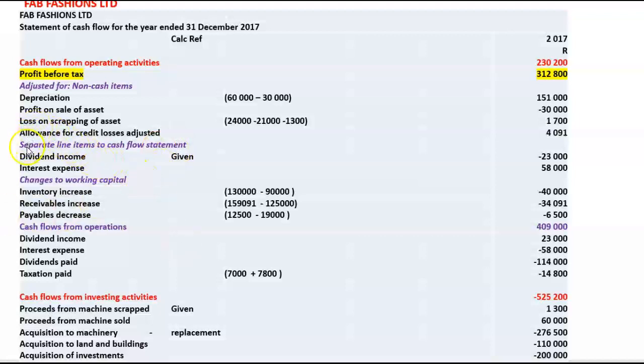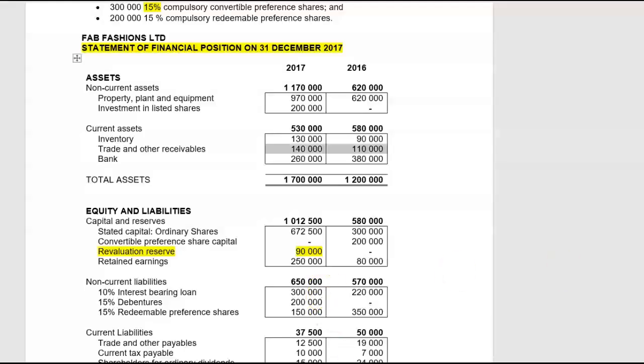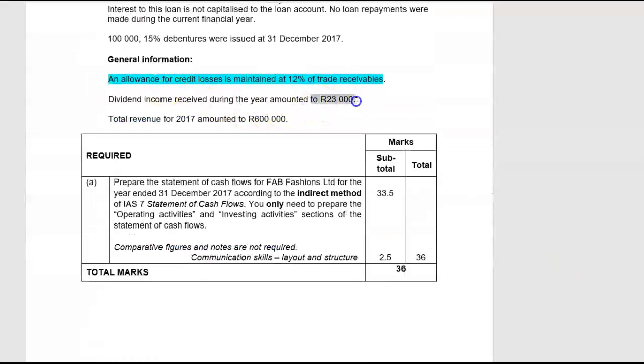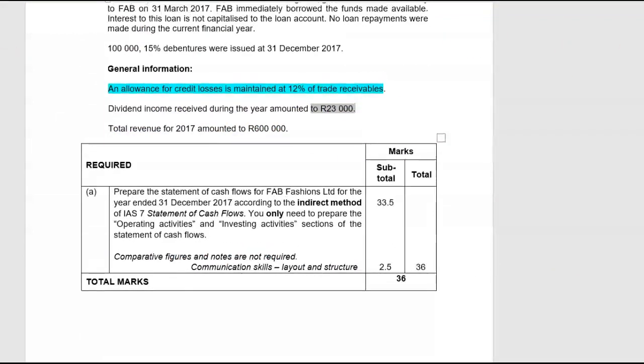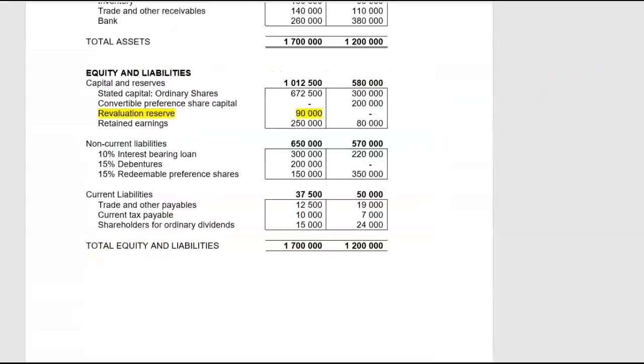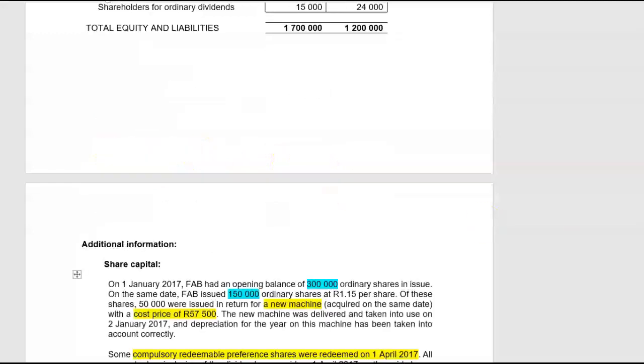With then separately disclosable items, dividend income. They gave us our dividend income for the year. They told us that our dividend income for the year was 23,000 rand. And that we have now actually recorded. Let's just complete our interest calculation. We've done our interest calculation on the redeemable pref shares, but that was not the only long-term commitment that we had. We had 15% debentures of 200,000, and we had a 10% interest-bearing loan.